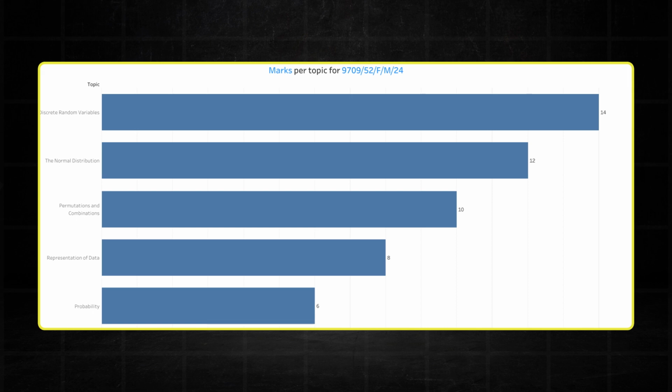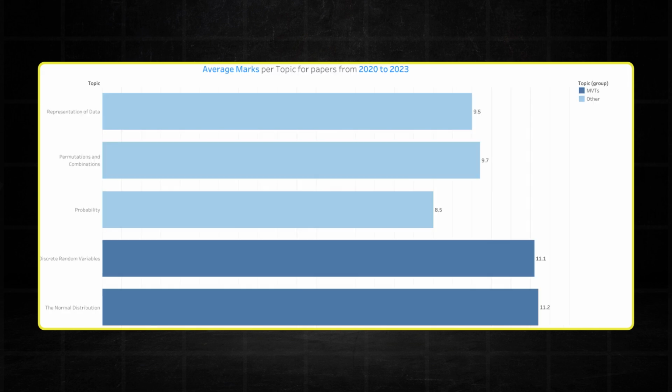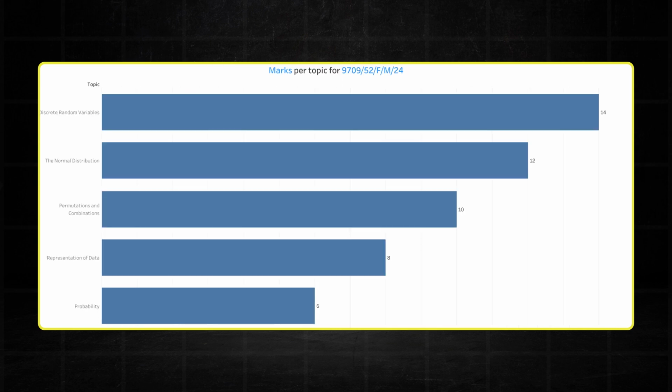On first sight, there's one major talking point. Discrete random variables outperform the normal distribution. Interesting, right? Though in all fairness, there's only a 0.1 mark difference in their averages over the past 4 years, so this isn't too surprising. Apart from that, we have a standard performance from permutations and combinations and slight underperformances from each of representation of data and probability. Now let's do a deep dive to see what really happened in the February-March paper.